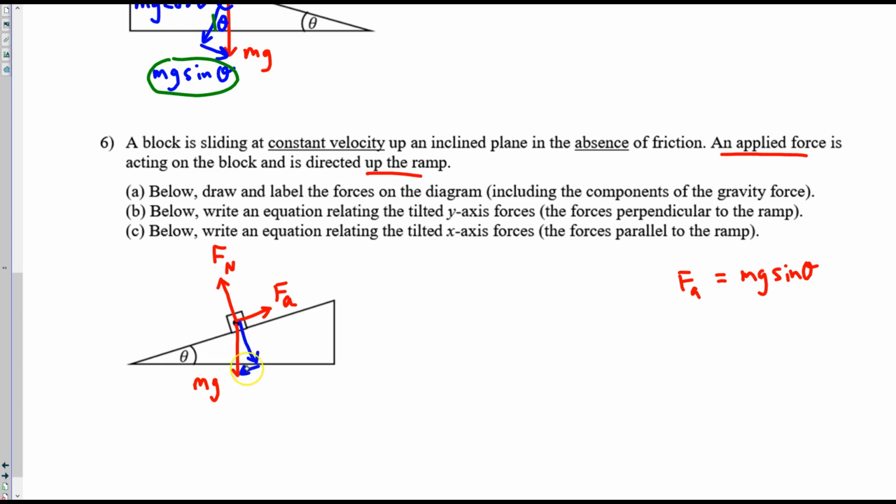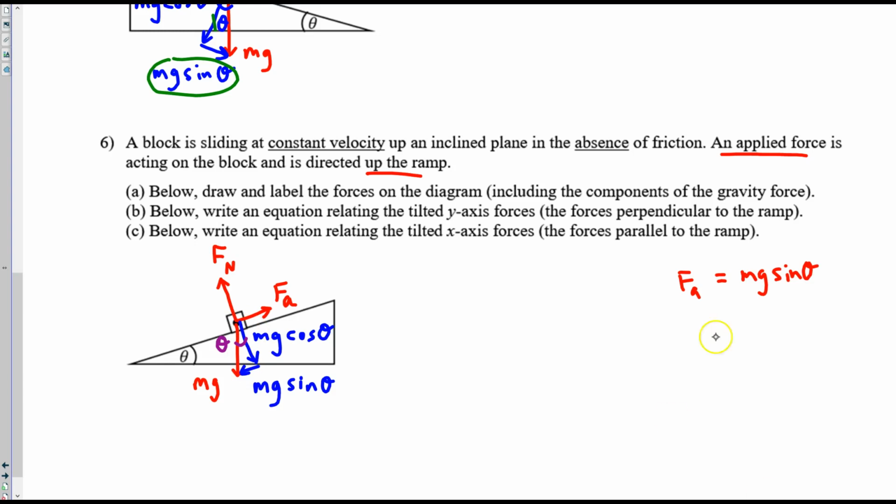Make sure your tilted x component is actually tilted. And here is theta right there. The tilted y component is adjacent theta, so we use cosine. This tilted x component is hypotenuse. Mg is the hypotenuse of this triangle. And we use sine because this tilted x component is opposite theta.